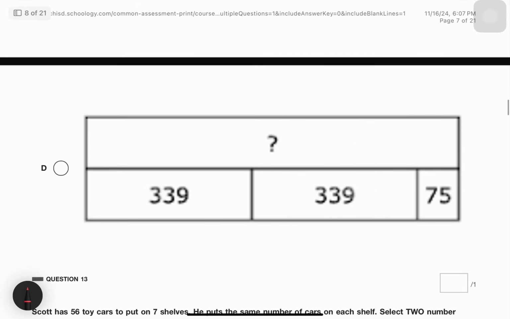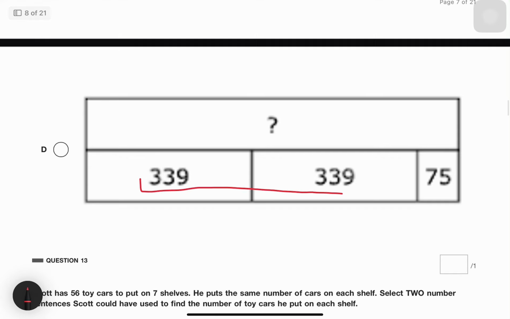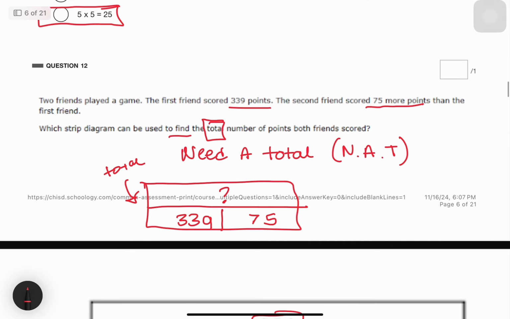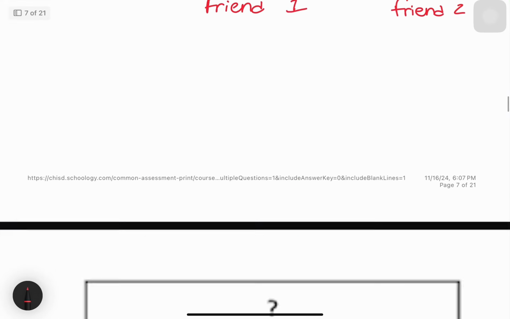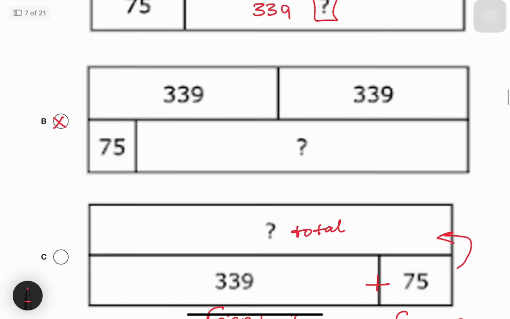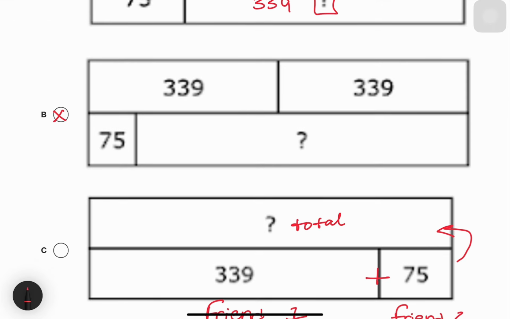And of course you can't leave D out. Again, they're trying to make you add 339 2 times. That is not the case. That is not what we're doing in this word problem, because if you scroll back up, it is saying what strip diagram can be used to find the total number that both friends received. We only have 2 friends here, the first friend and the second friend. So in this case, with what they're giving us, they're saying that we have 3 total friends here. So this would be 1, 2, and 3. That will be wrong. So the answer is not D. The answer is C. Again, this is for number 12.